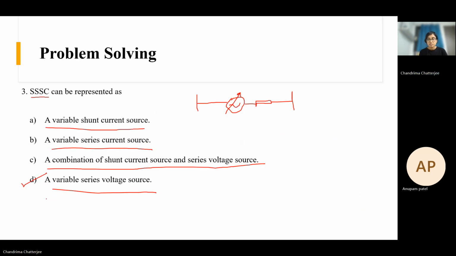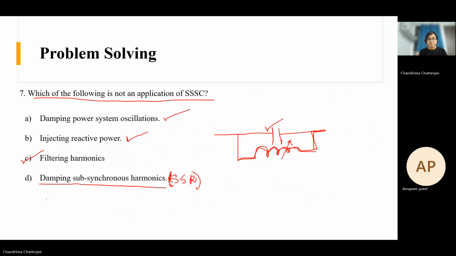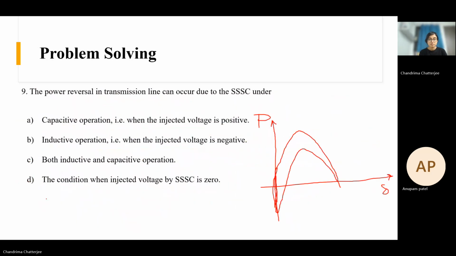Okay. And when does that happen? During inductive operation, when the injected voltage is negative. Okay.